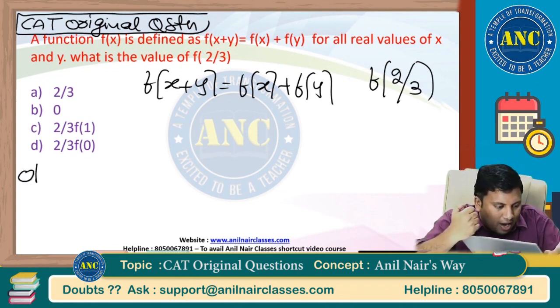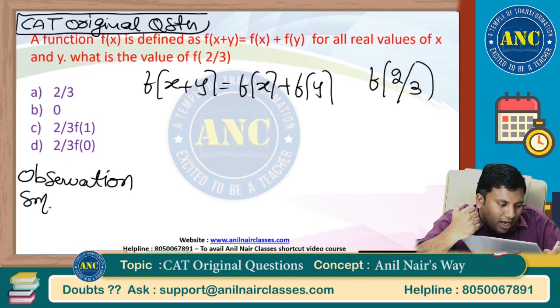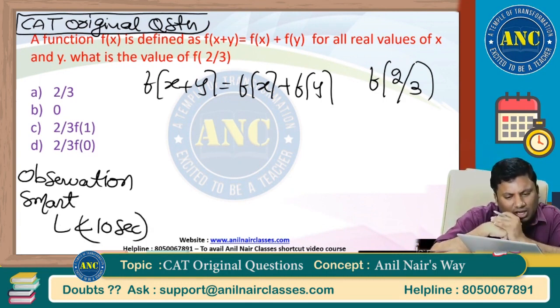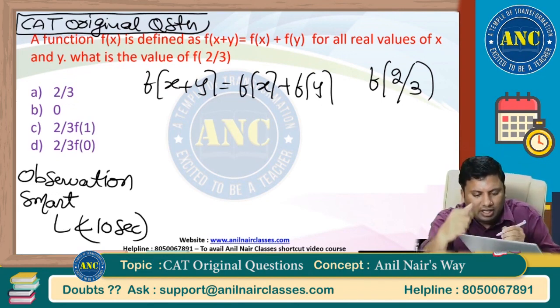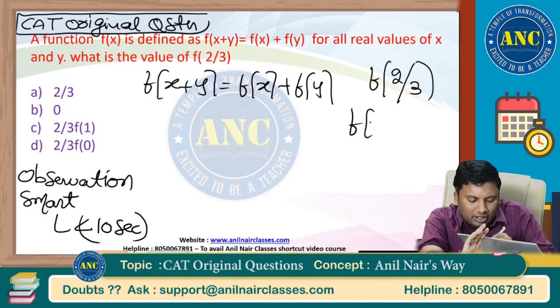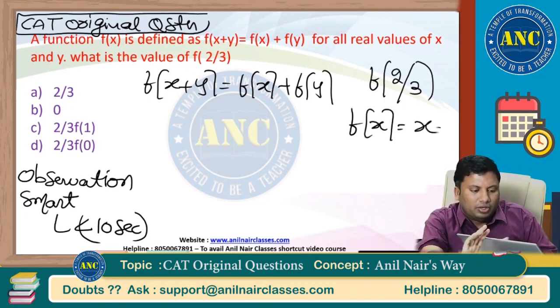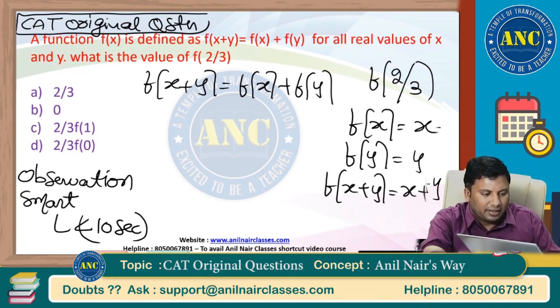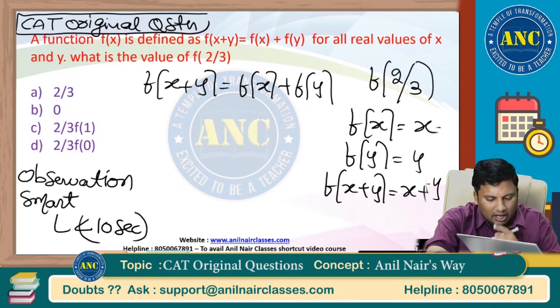Right, through smart observation, I can solve the question in less than 10 seconds. How to solve it? This is a CAT original question. What is the value of f of 2 by 3? First option is 2 by 3. F of 2 by 3 equivalent to 2 by 3, if I take f of x equivalent to x. F of y equivalent to y. First option is giving me a hint. F of x plus y equivalent to x plus y. Condition is satisfied. I hope it is clear.